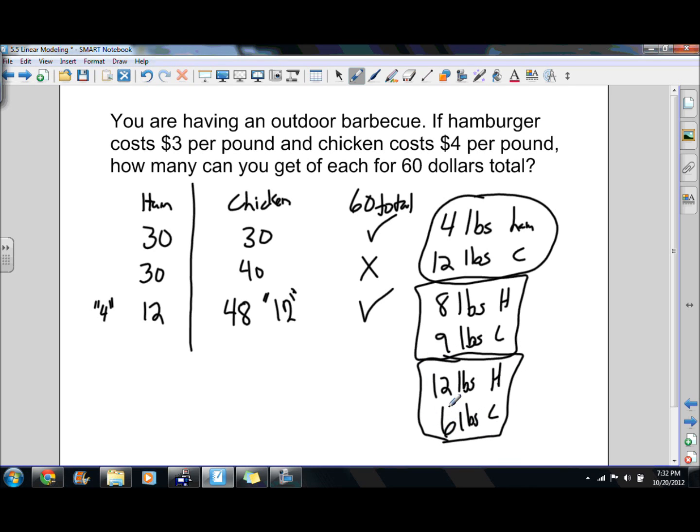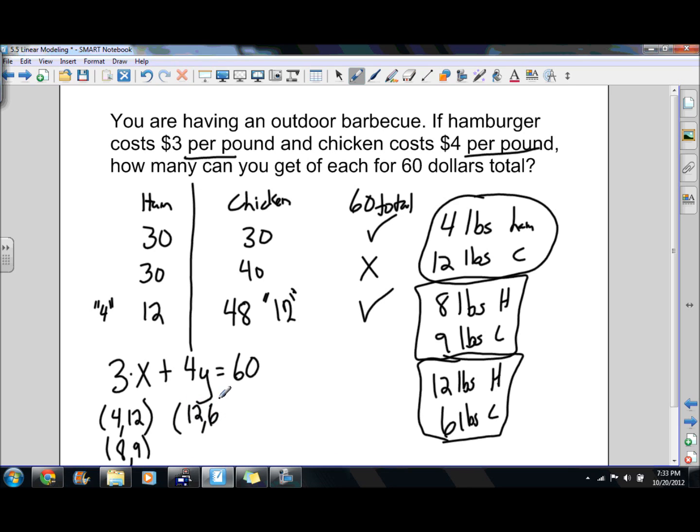Now, a nice little shortcut here is since this is per pound and this is per pound, you could do 3 times the number of pounds of hamburger, which you're trying to find, plus 4 pounds or $4 per pound times the number of pounds of chicken is going to be equal to your 60. And now you're just trying to find ordered pairs that make this a true statement. Like 4-12 makes this a true statement, or 8-9 makes this a true statement, or 12-6 makes this a true statement. And you can solve those just like we've been solving other things.